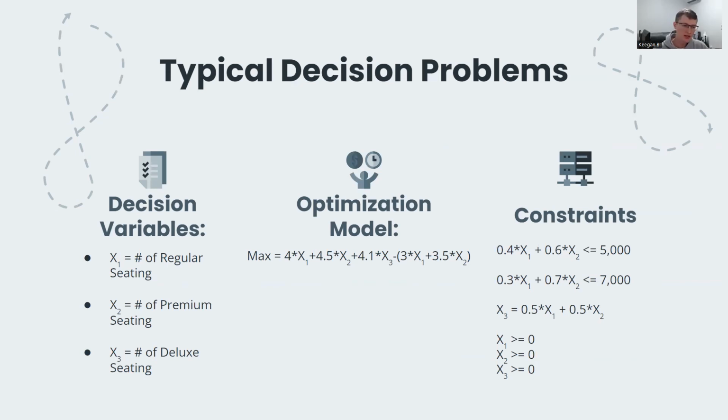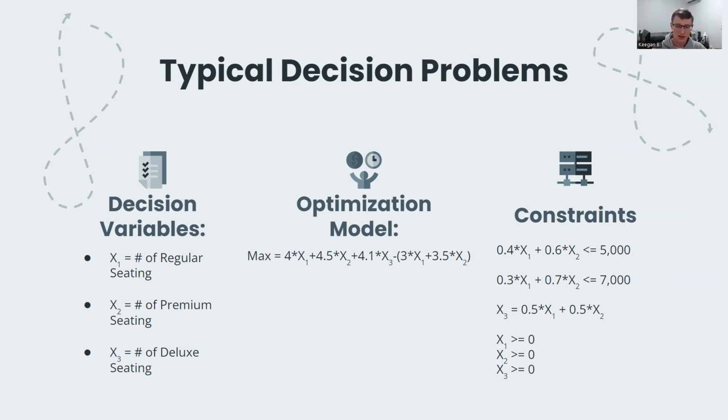All right, so here we decided to break down the decision variables, the optimization model itself, as well as some of the constraints. So for decision variables, we had the different types of seats. So X1 is the number of regular seating available, X2 is the number of premium seating, and X3 is the number of deluxe seating. For the optimization model, it was max equals, because we're maximizing profits, the costs of each seat. So 4x1, 4.5x2, plus 4.1x3. And then we had to subtract the costs of making each of those seats, 3x1 plus 3.5 times x2.